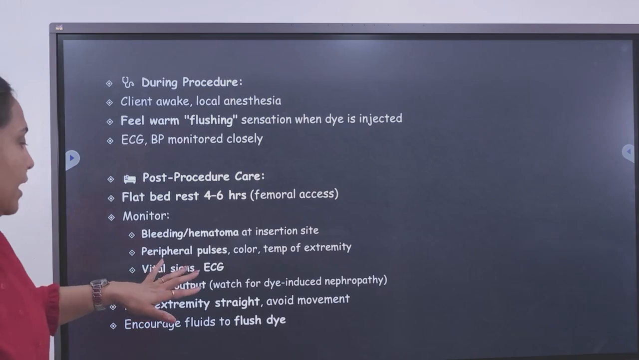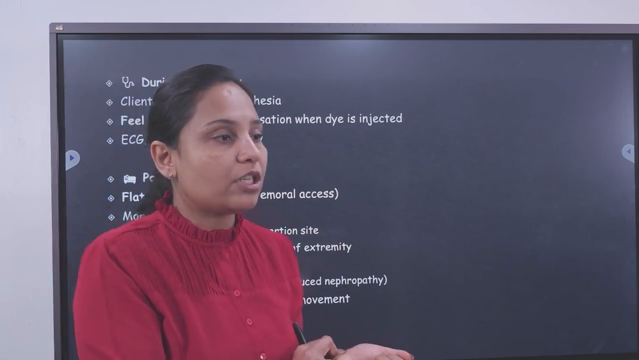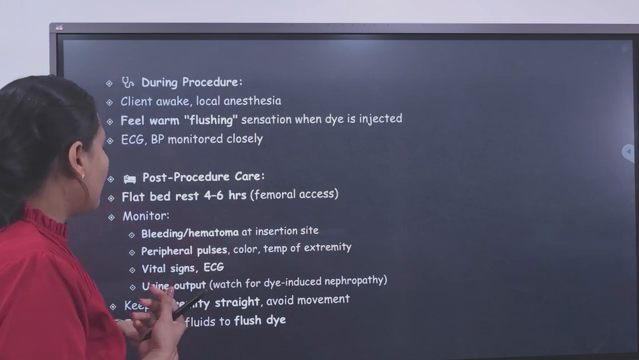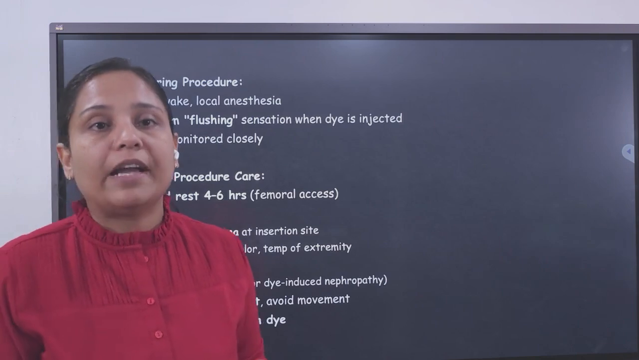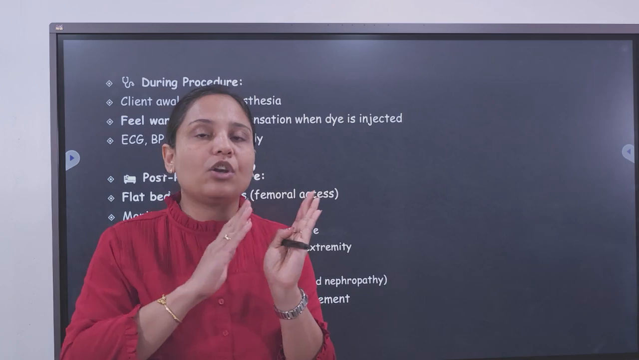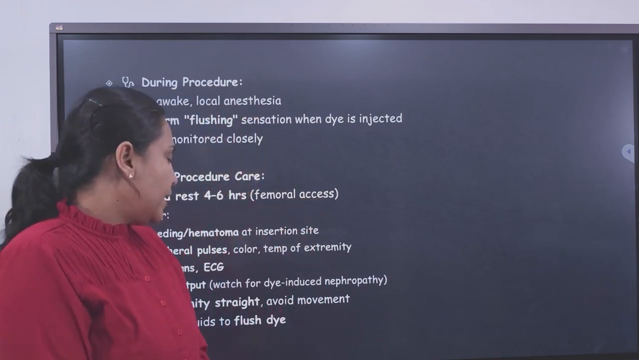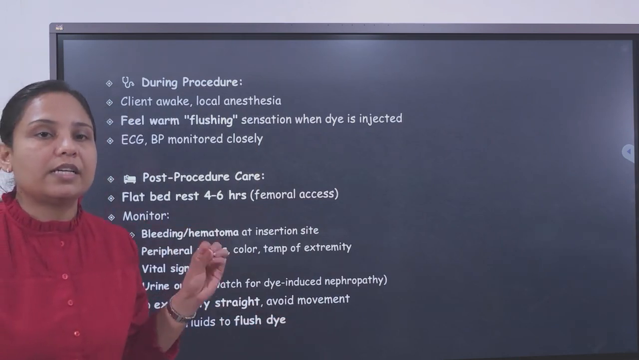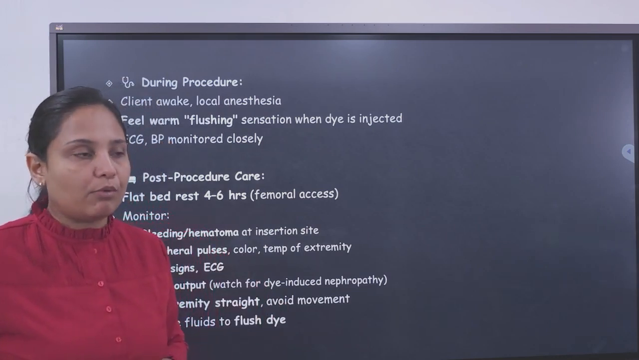Now we will check for bleeding and hematoma. Peripheral pulse we have to check because before the procedure what was the pulse of the patient and after the procedure what is the pulse of the patient, that we want to check. Vital signs we are going to check. EKG, urine output is very important. Why is urine output very important? Because we injected dye and we want this patient to excrete all the dye out of the body. So this is important. Keep extremity straight, avoid any movement and encourage fluid to flush the dye out of the body. Very, very important procedure.